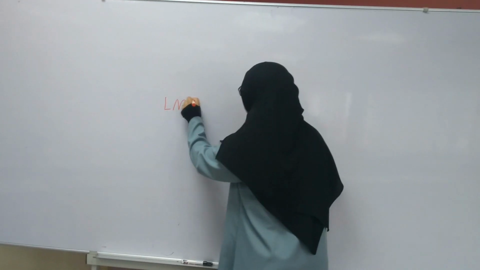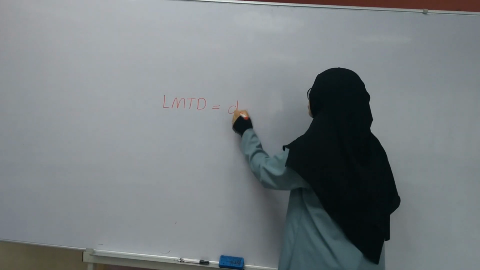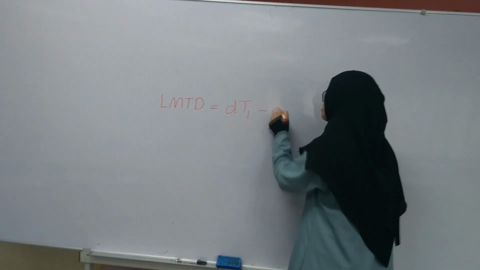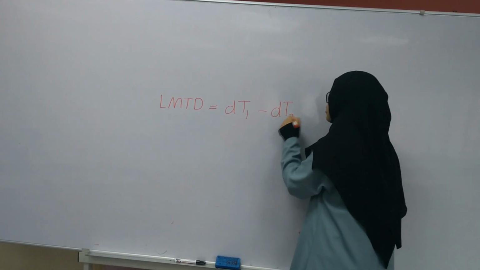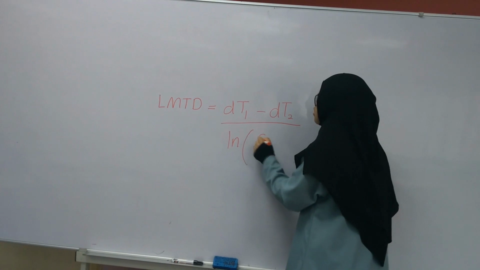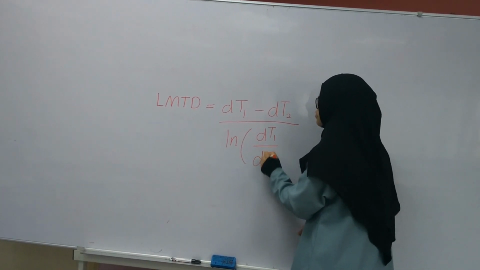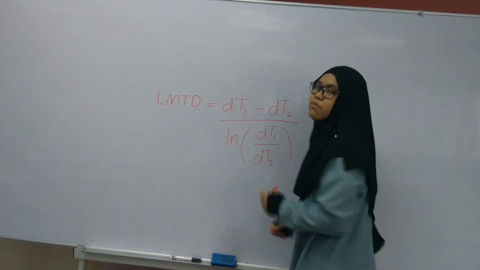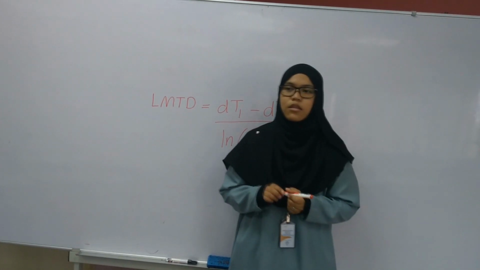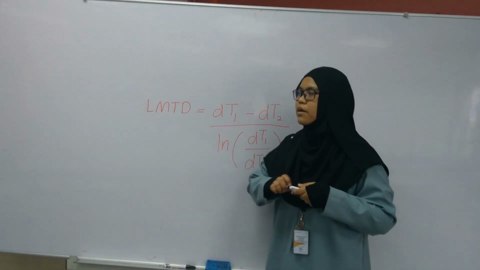LMTD equals dT1 minus dT2 divided by ln of dT1 divided by dT2. The formula is different depending on the type of flow, which is parallel and counter flow.